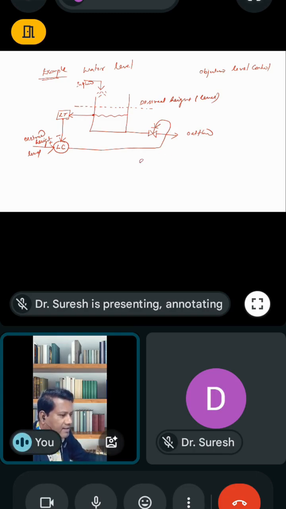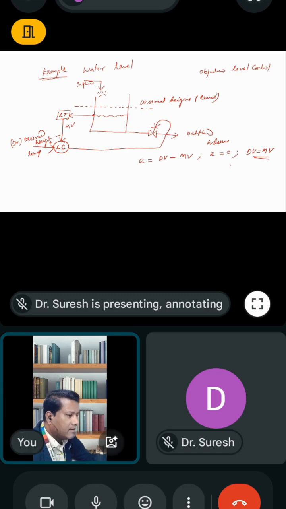Now the error signal, assume it is the deviation between the desired value and measured value. This is the measured value and this is the desired value. When the error is equal to 0, the meaning is that the desired value and measured value are both the same. That is, the output of the tank is measured at the desired value.